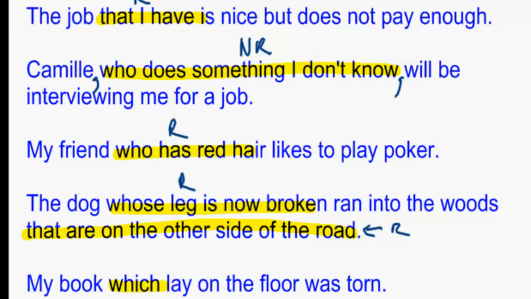My book, which lay on the floor, was torn. My book is not specific yet. I may have more than one book, so this is restrictive and no commas. Okay, and again, notice if I was to change any of these, if instead of my book, I gave the title of a book, or a title of a magazine, something like Time Magazine, which lay on the floor, now it would go from being restrictive to non-restrictive, right? And I would put in commas. Okay? All right.